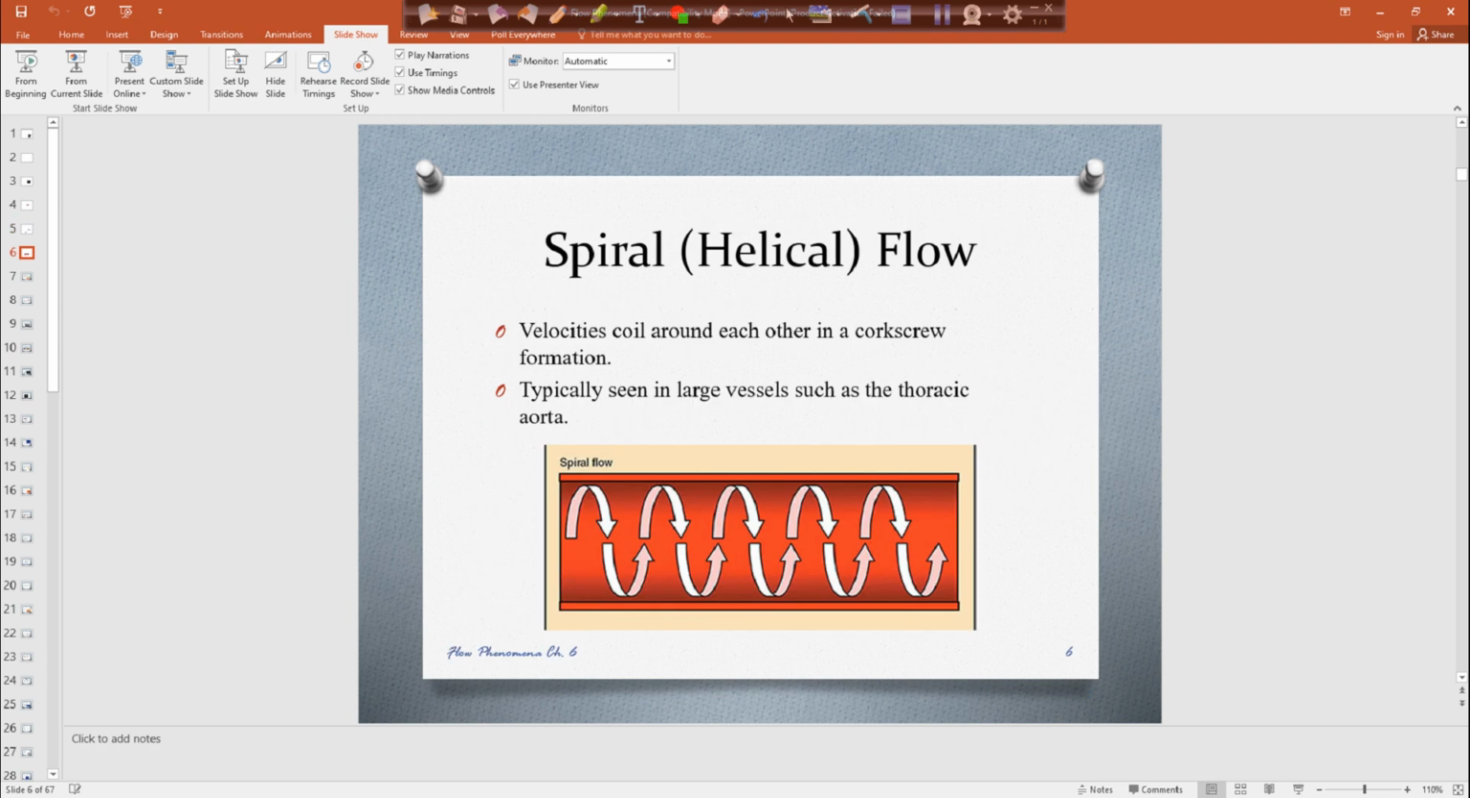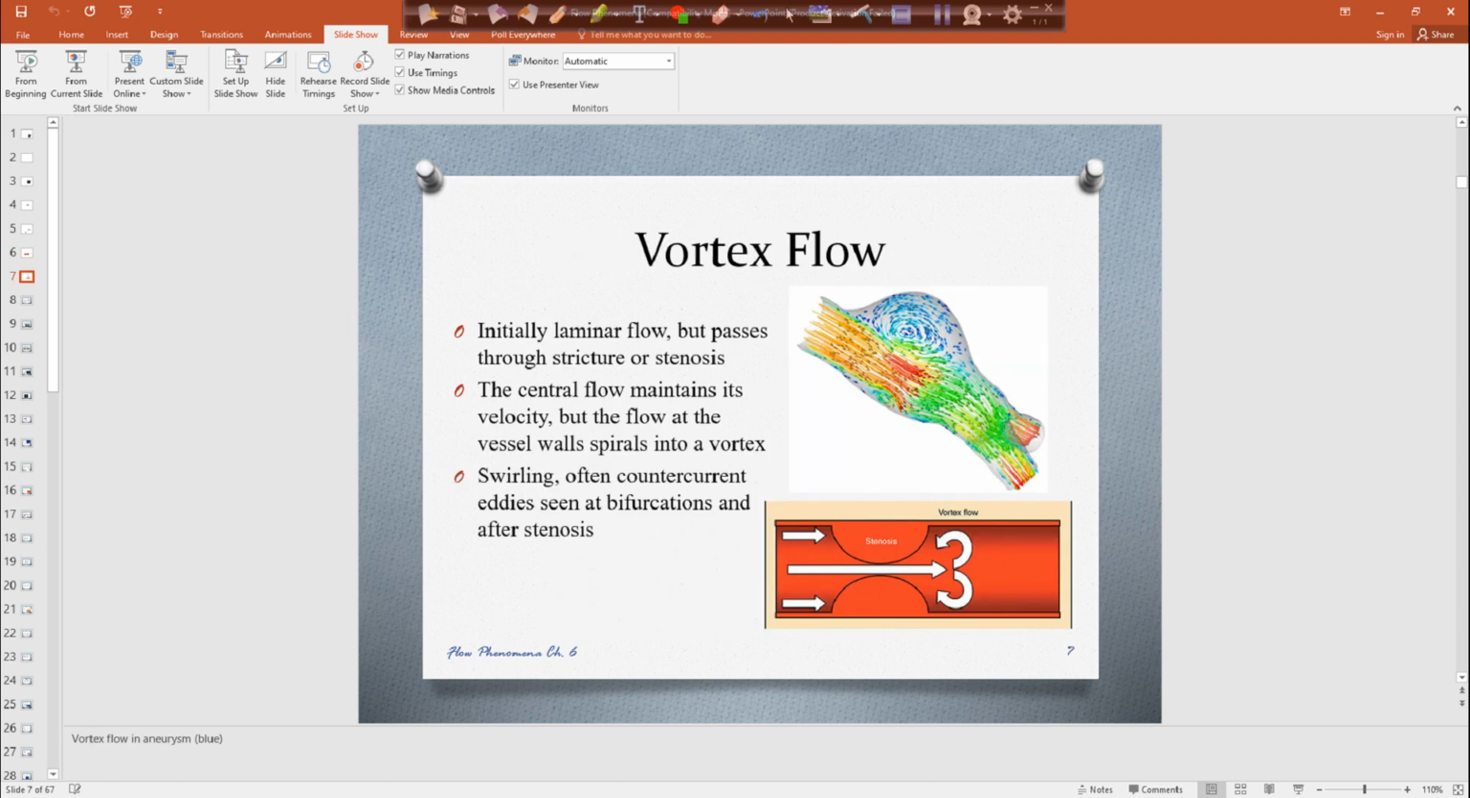Next is our spiral, our helical flow. This is velocities coil around each other in a corkscrew fashion. And these are typically seen in large vessels like the thoracic aorta. So just think larger vessels with this spiral flow. And the thoracic aorta, think of it, it's coming off that aortic arch, so that arch probably starts to cause the blood flow to spiral around the vessel.